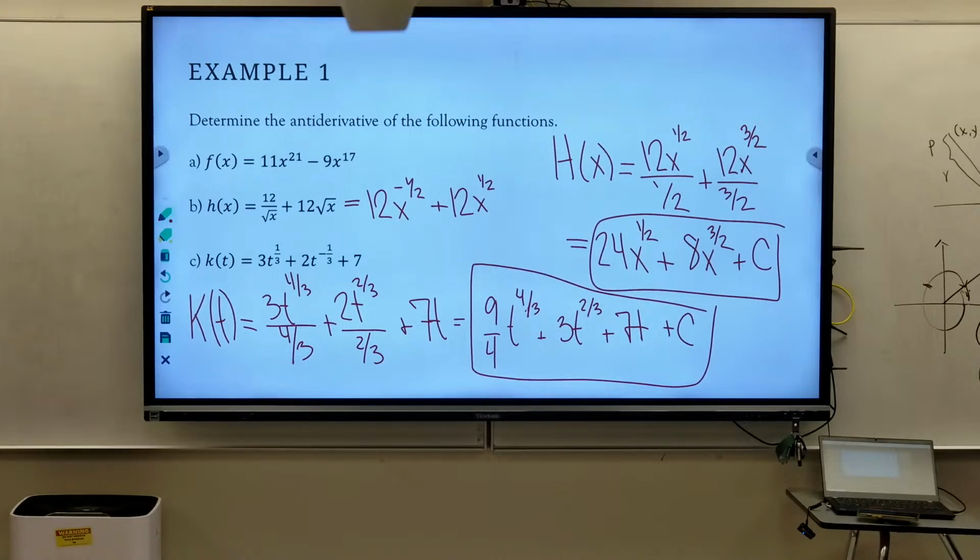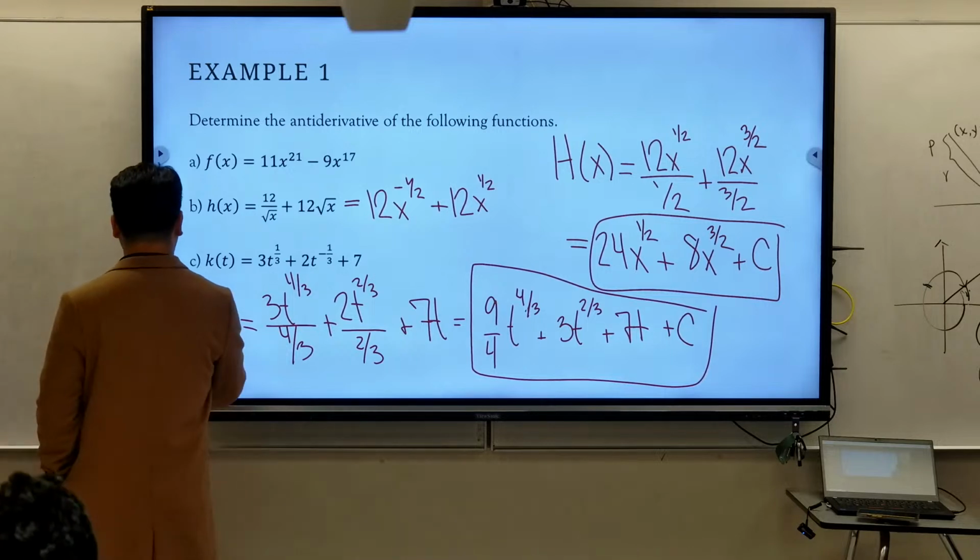But we have 9/4 t to the 4/3 power plus 3t to the 2/3 power plus 7t plus c. Do we have any questions about any of these parts of example 1 before I move on? All right, so I'll go ahead and clear the screen here.